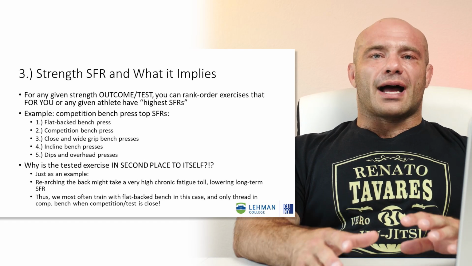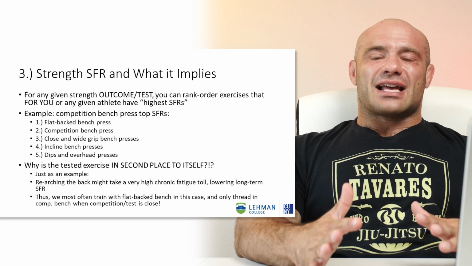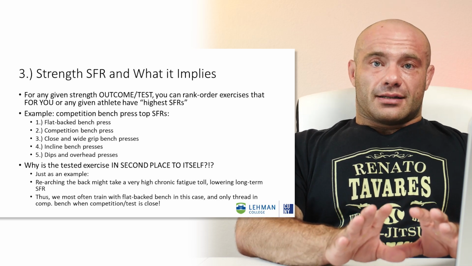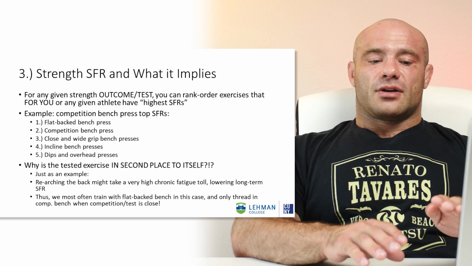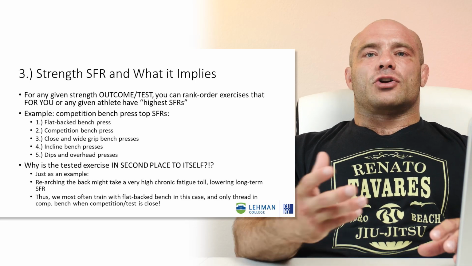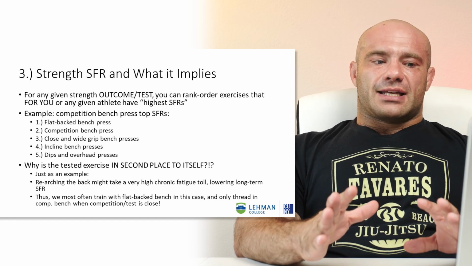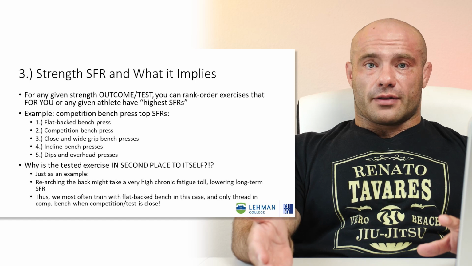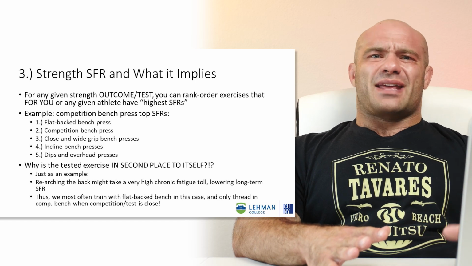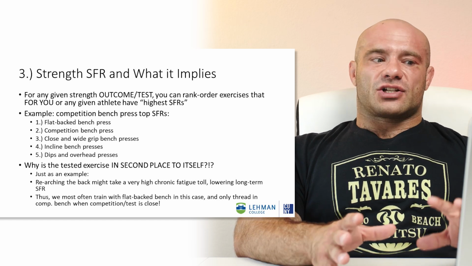Now, why? We've got to answer this question. Why is the tested exercise itself in second place to itself? How does that happen? Well, here's what the deal is. We're looking at stimulus to be able to increase the lift versus fatigue. Just as an example, someone could take a lot of fatigue arching their back, because a good competition bench requires your best possible arch. That can take a huge chronic fatigue toll, arching and arching and arching all the time. So that lowers SFR. And yeah, the stimulus might not be as high for a flat back bench, but the fatigue might be so much less that the stimulus to fatigue ratio is actually better, right?